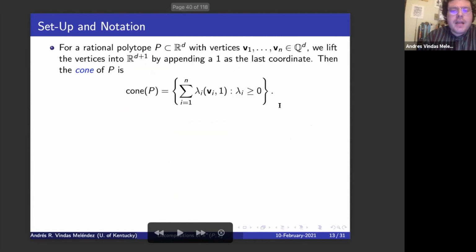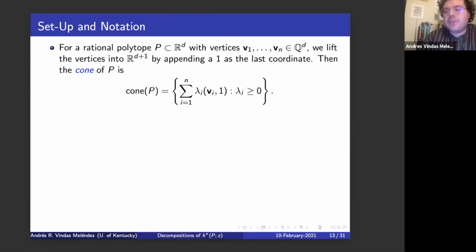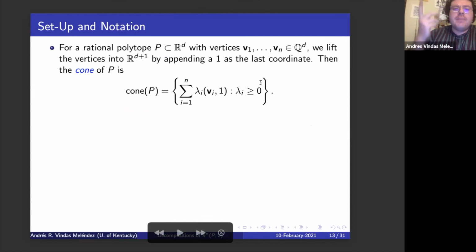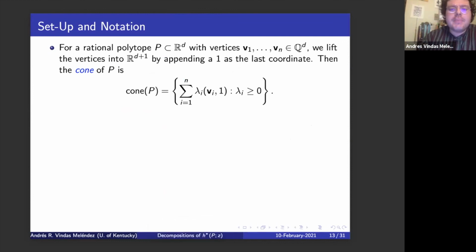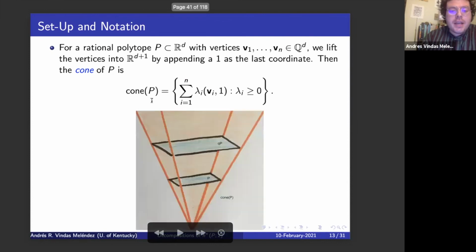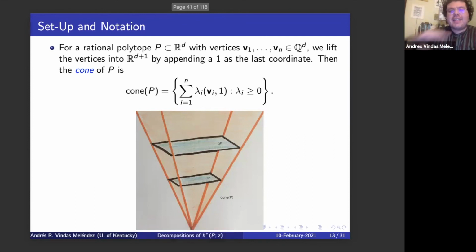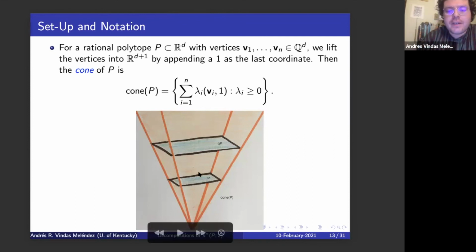Okay. I also care about coning over a polytope. And so if I have a rational polytope with vertices, let's say V1 through Vn, we're going to lift them one dimension higher by appending a 1 to the last coordinate. Okay, so that's what this cone looks like. Well, that's what this cone is. And what does that look like? Well, it looks something like maybe like this. Yeah, where at a certain slice of the cone, I can recover a dilate of my original polytope. Yeah.